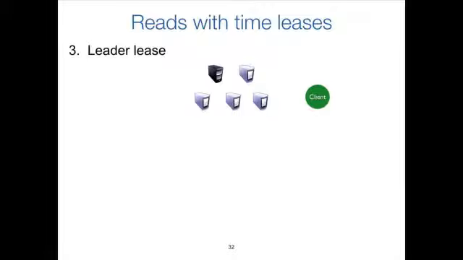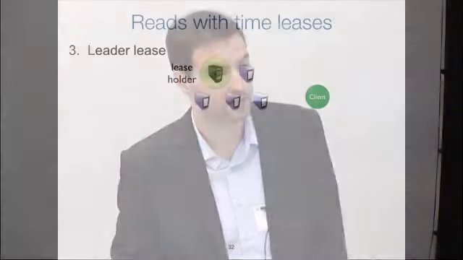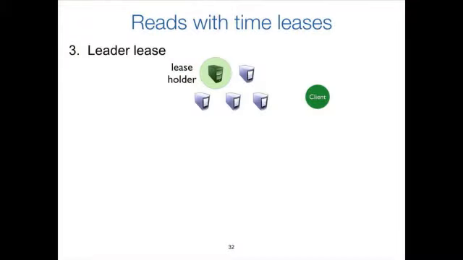So practical systems use leases. The most common variant of leases is leader leases, where the leader has a lease on all the objects in the system. As long as that lease is active, the leader can read from its local cache, from its local store. Now, even if the leader appears to have failed, the new leader will not be able to commit updates until the lease of the older leader has expired.